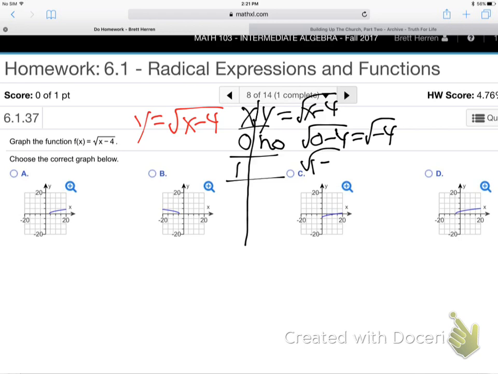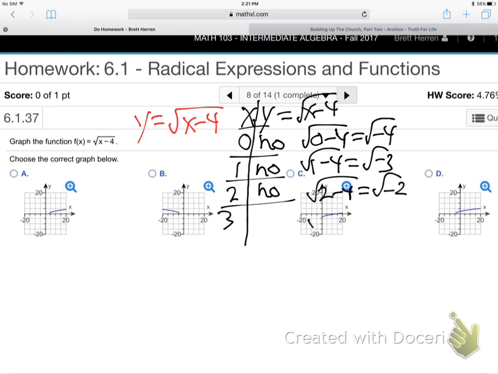Plug in 1. Square root of negative 3. Another no. Plug in 2. Square root of 2 minus 4. Square root of negative 2. Another no. Plug in 3. Square root of 3 minus 4. Square root of negative 1. No. Just keep going. Get a bunch of no's.